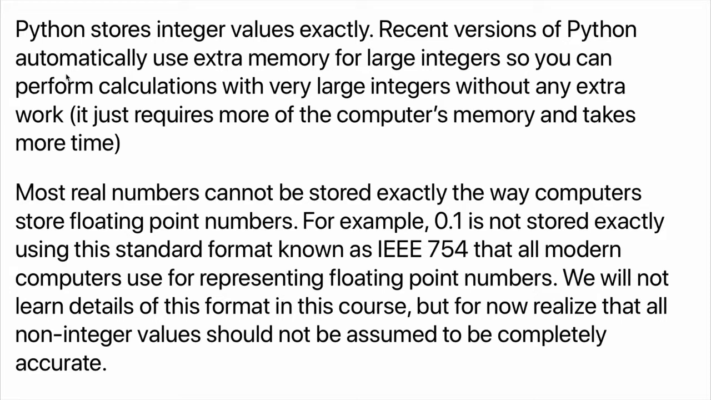Most real numbers cannot be stored exactly the way computers store floating point numbers. For example, 0.1 is not stored exactly using the standard format known as IEEE 754 that all modern computers use for representing floating point numbers. We will not learn the details of this format in this course, but for now realize that all non-integer values should not be assumed to be completely accurate.